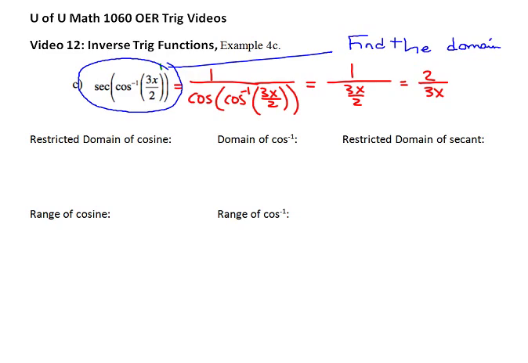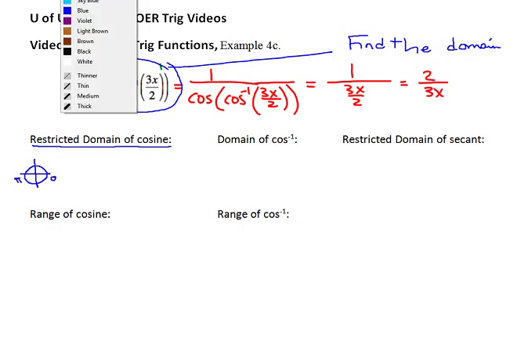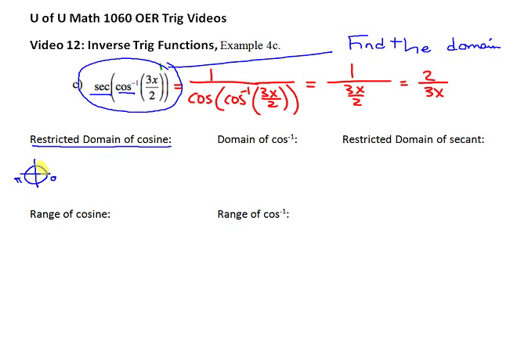Well, before we jump into actually finding the domain, it's good to think about what we know about the domain of the cosine inverse and of secant. Before we think about the domain of cosine inverse, we'll actually think about the restricted domain of cosine. Drawing a picture is always helpful for me to think about cosine, and I know between 0 and pi, right in here, I always have different outputs for cosine.